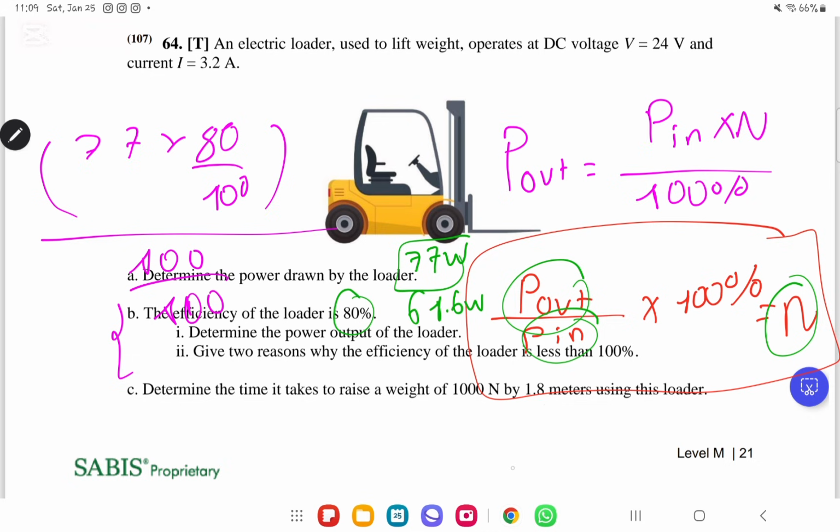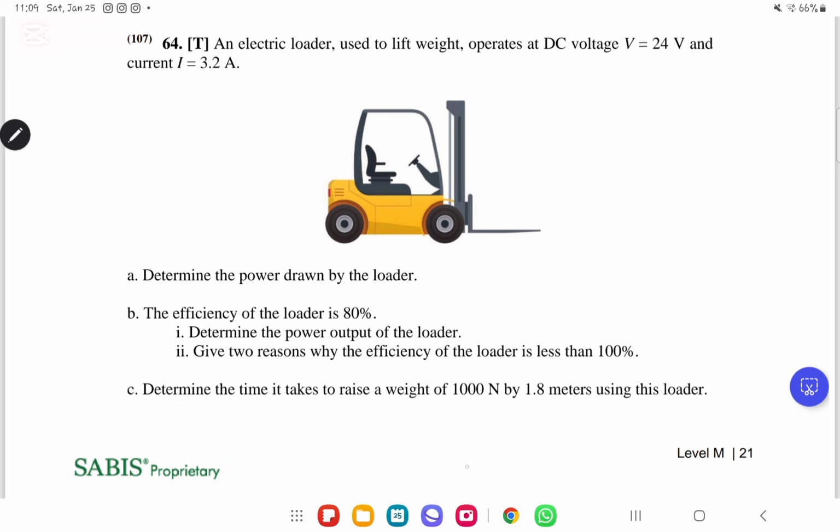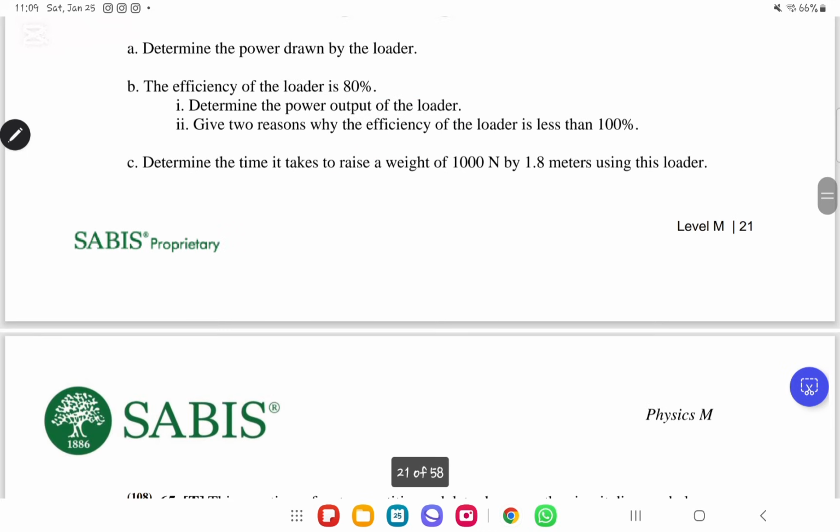Now give two reasons why the efficiency of the loader is less than 100%. First reason is friction. And the second reason is that heat could be dissipated. Alright, moving on to part C, they said determine the time it takes to raise a weight of 1000 newtons by 1.8 meters using this loader.